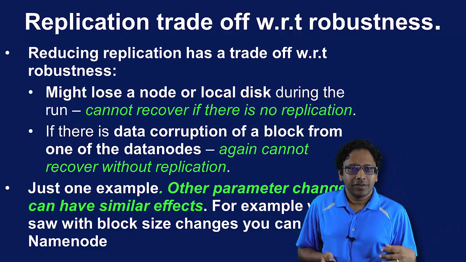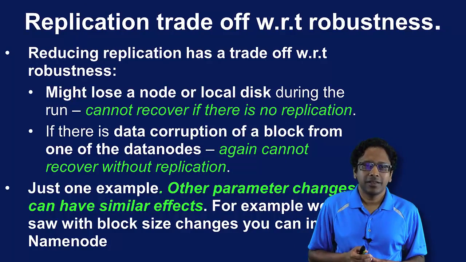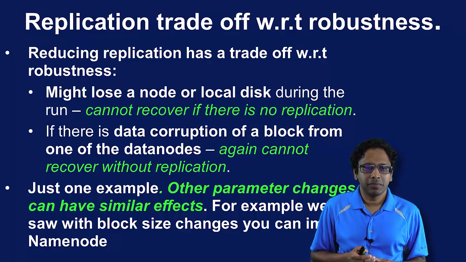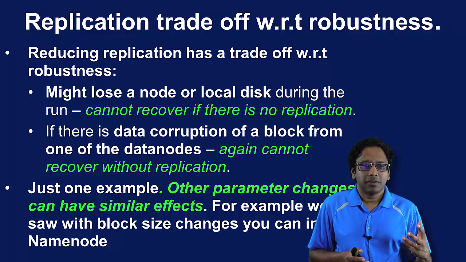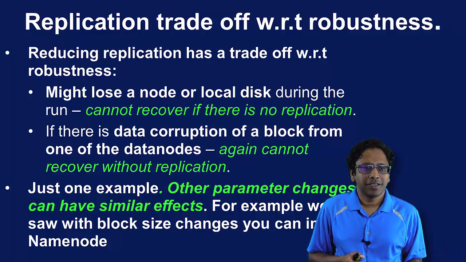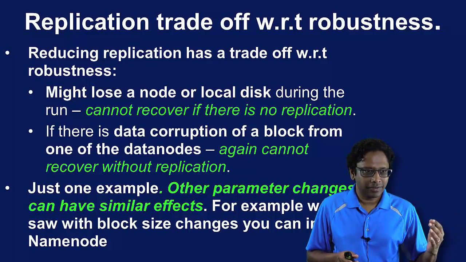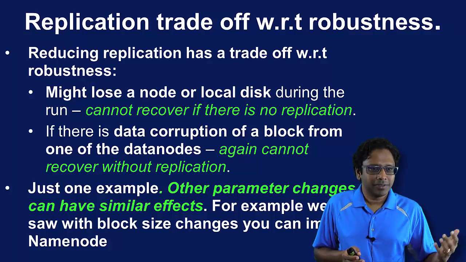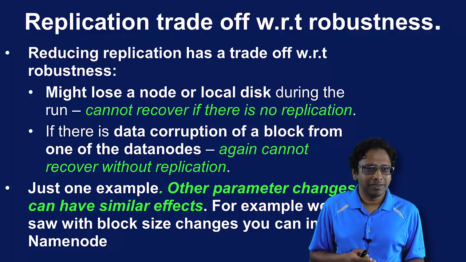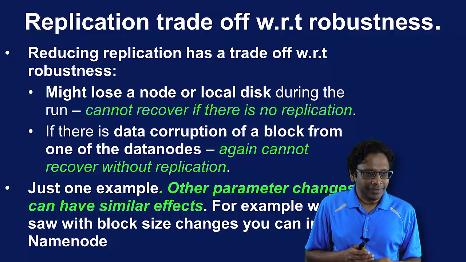Remember, there are trade-offs in all of these. One performance trade-off is that when you go out to do some of the map reduce jobs, having replicas gives additional locality possibilities. But the big trade-off is with robustness. In this case, we said no replica. So what does that mean? Say you lose a node or a disk during this run, you can't recover because there is no replication. Similarly, with data corruption, if you get a bad checksum, you can't recover because you don't have a replica. So there are always trade-offs.